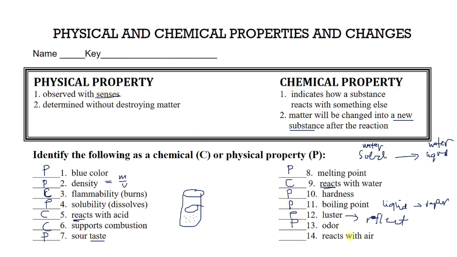Next, it reacts with the air. Of course, when we say air, there are different chemicals in the air. We have oxygen, nitrogen, and other chemicals. So again, the term react. So this one is a chemical property.